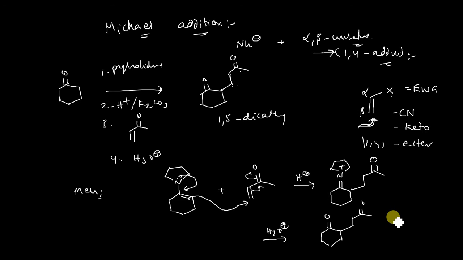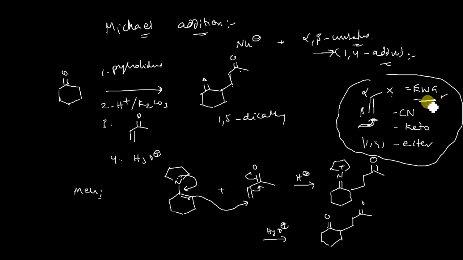So you can treat this enamine, which is a nucleophile or Michael donor, with these Michael acceptors. The Michael acceptors here are the alpha beta unsaturated systems which have electron withdrawing groups such as cyano, keto or esters, anything; they can act as Michael acceptors. Then this enamine, this nucleophile, can act as a Michael donor. So this donor attacks this acceptor and gives you the Michael adduct. So these are all the synthetic applications of these Stork enamine reactions.